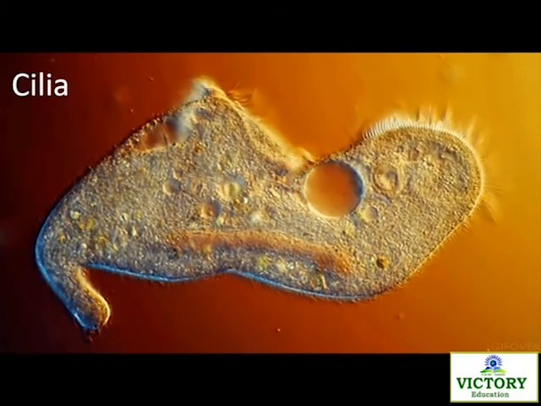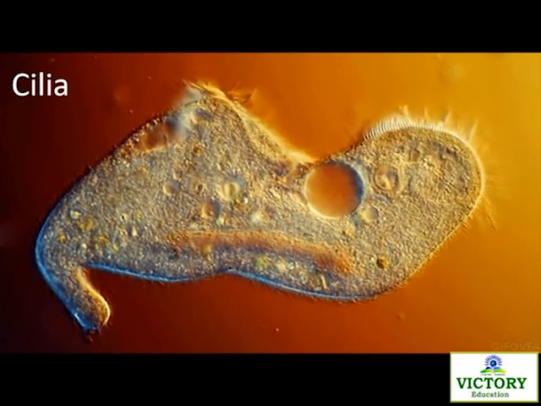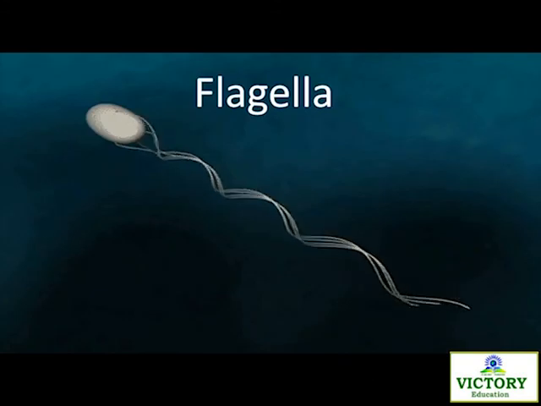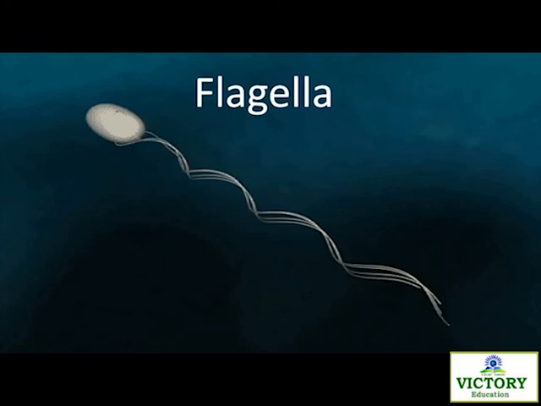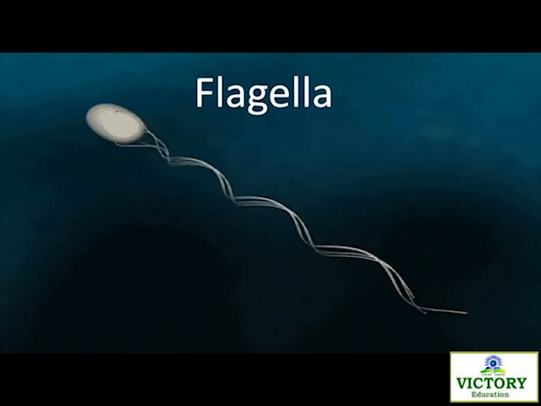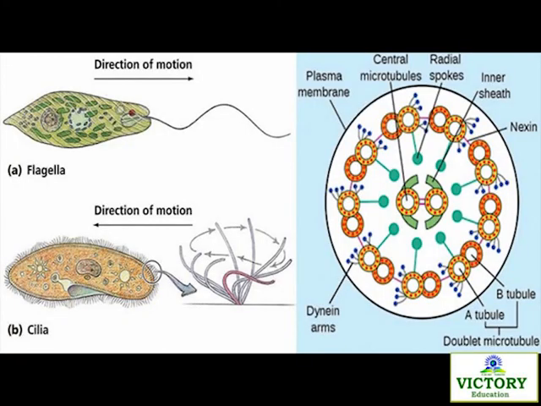Next is the cilia. Cilia are small hairy structures which you can find on microlevel organisms, and they are basically used for locomotion. Next is the flagella. Flagella are also mostly seen on microorganisms and are also used for locomotion. Let's see how they locomote. The flagella will have a direct locomotion. However, the cilia will have a twisted locomotion.